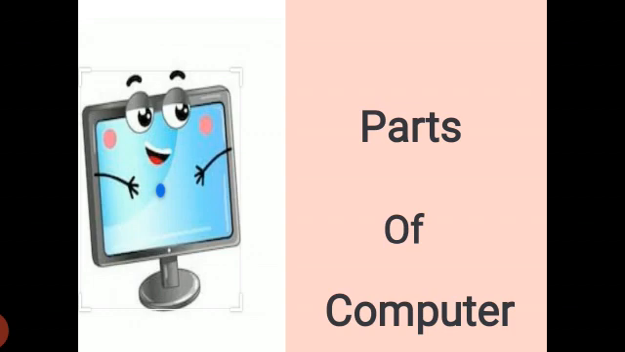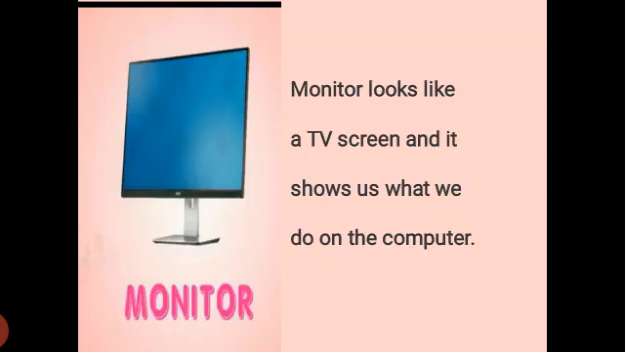And now students, come to the topic: parts of a computer. As our human body has so many parts like eyes, nose, ears, hands, legs, in the same way the computer also has so many parts. These parts work together to make the computer work. So, the computer has four main parts.